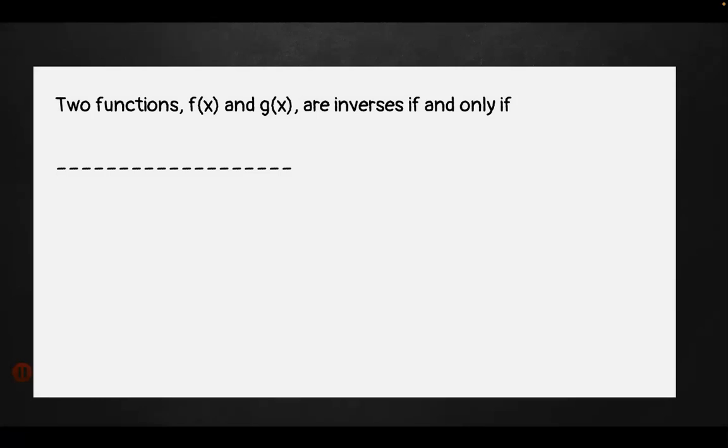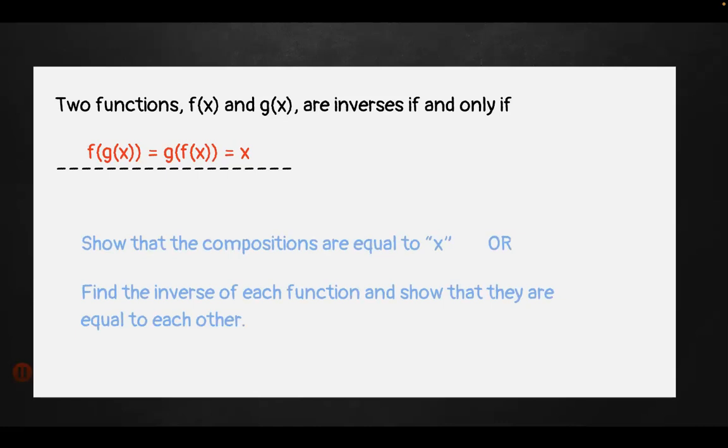Now, two functions, let's just call them f of x and g of x, are going to be inverses if and only if f of g of x is equal to g of f of x, which is equal to x. And what that means is that you just have to show that the compositions are equal to x. So f of g and then g of f, when you simplify, they're equal to x. And that's what I'll show you today in the video.